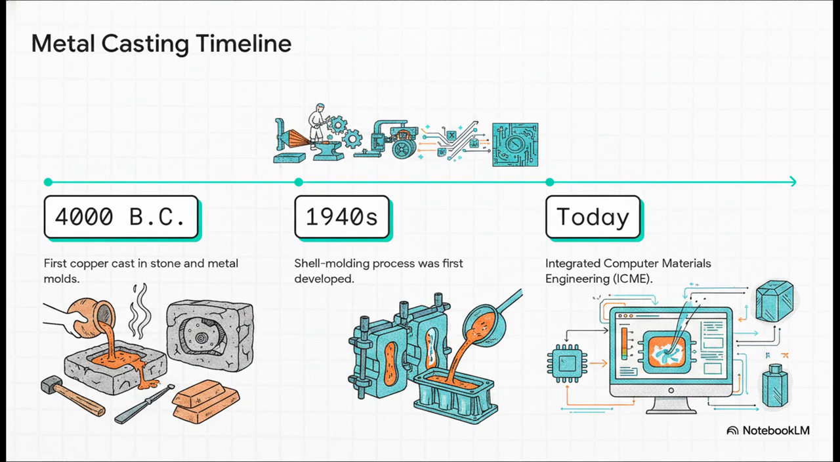Foundries now use incredibly powerful modeling software. It's a trend called Integrated Computer Materials Engineering, or ICME. Basically, before a single drop of metal is ever poured, computers predict the fluid flow, they estimate the final mechanical properties, and they eliminate defects. It's this perfect marriage of ancient metallurgy and modern software.